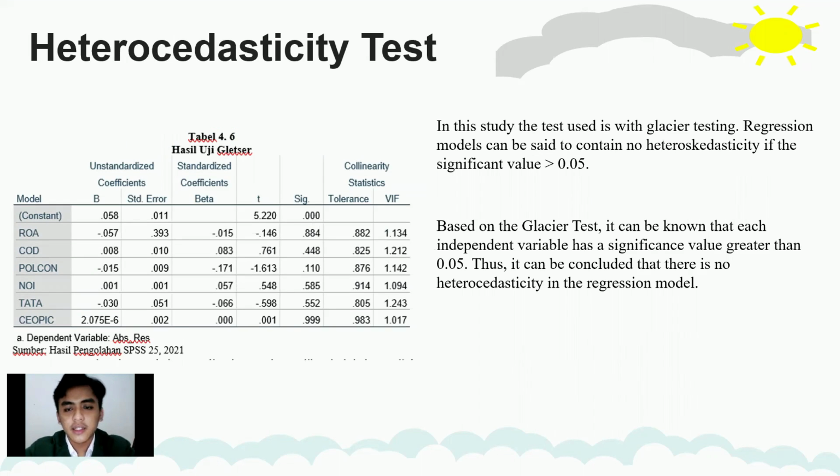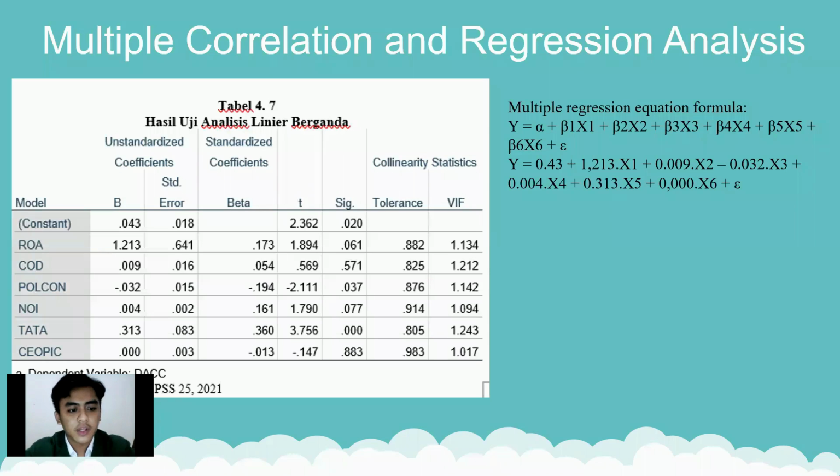Heteroskedasticity test. In this study, the test used is the Glejser test. The regression model can be said to contain no heteroskedasticity if the significance value is greater than 0.05. Based on the Glejser test, each independent variable has a significance value greater than 0.05. Thus, it can be concluded that there is no heteroskedasticity in the regression model.